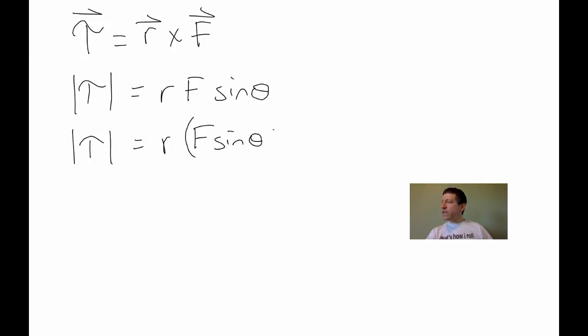Notice that this component right there, that's just the r, the distance from the axis of rotation to the point of force application, that's r, times this would just be considered the component of force that's perpendicular to r. That's what F sine theta is. Notice that in dot products, it was only the parallel components that mattered. Here, it's the perpendicular components that matter.